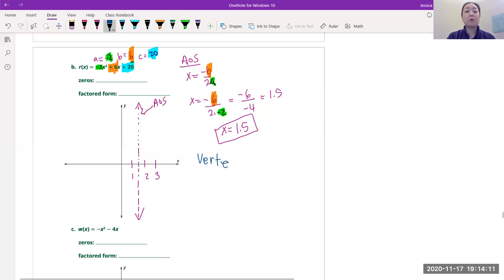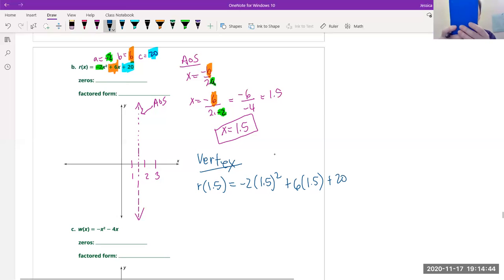Remember, my vertex is somewhere on the AOS. We just don't know where. So what we're going to do is plug in this x. We know what the x is; we just need to know the y part. So we're going to plug it in: r of 1.5. Anytime you see an x, you're going to put in a 1.5. So negative 2 times 1.5 squared, plus 6 times 1.5, plus 20. We're going to use our calculators.